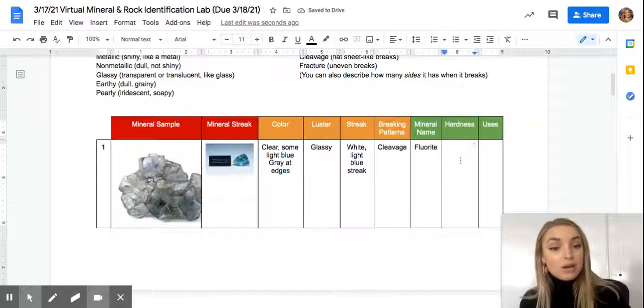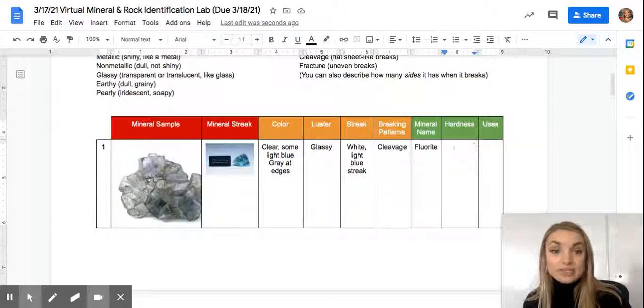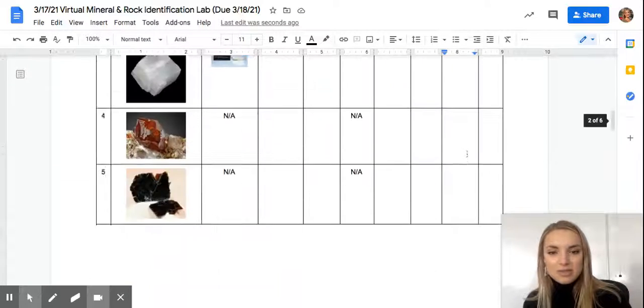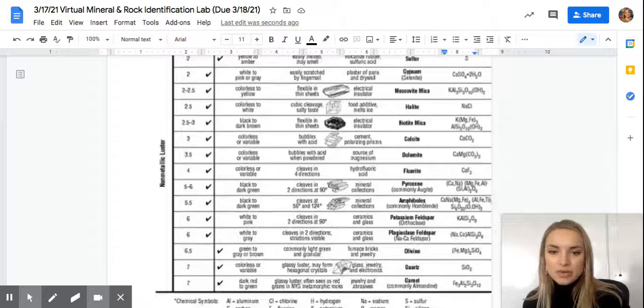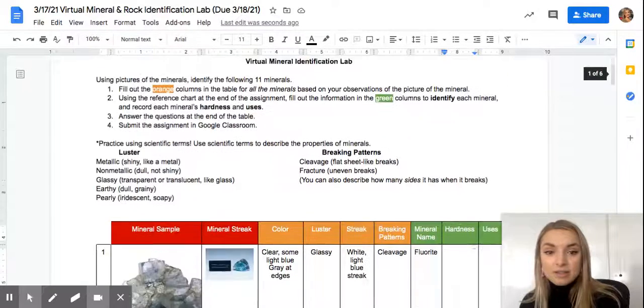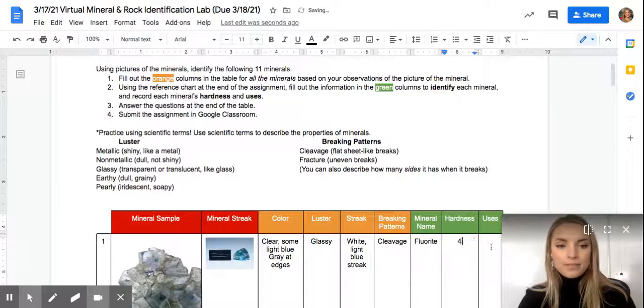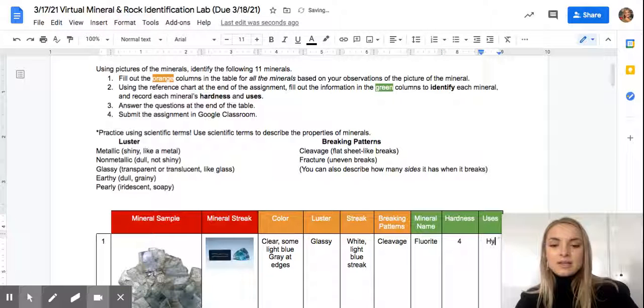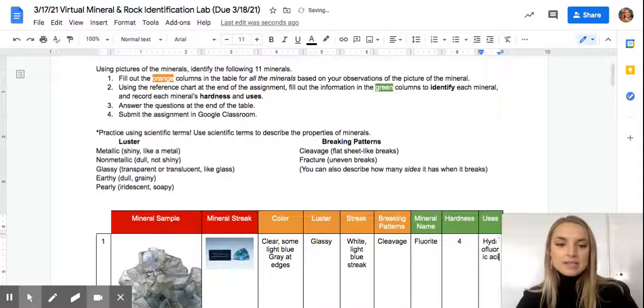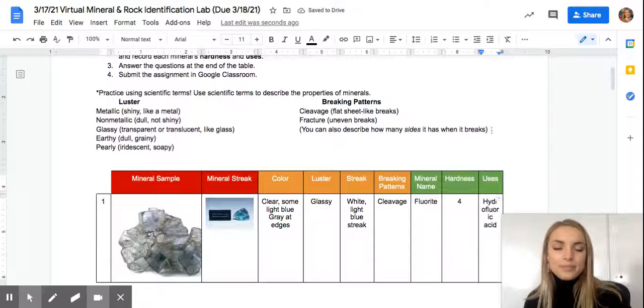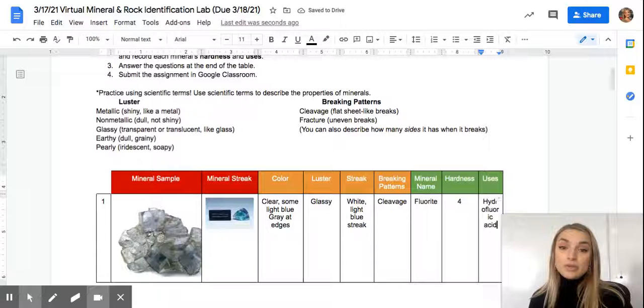Fluorite. All right, so now I'm going to go back down and look at the hardness and the uses for fluorite. And I'm going to record these in this column as well. So here was fluorite. It had a hardness of 4. And what are its uses? Hydrofluoric acid. All right. So we have a hardness of 4 and hydrofluoric acid.